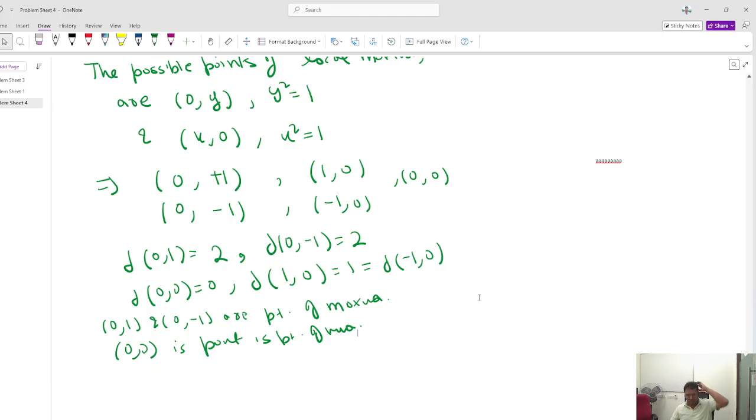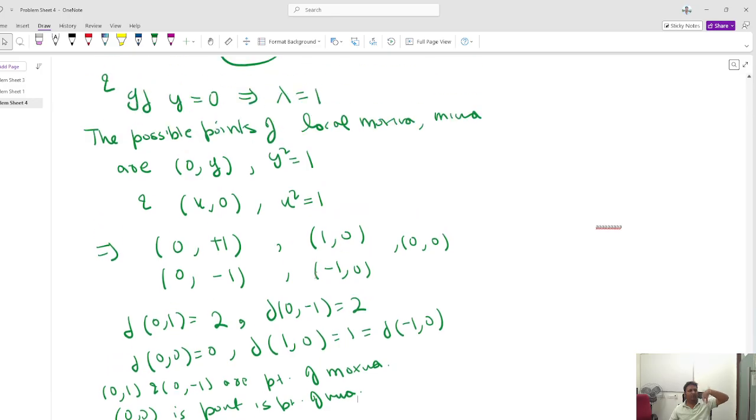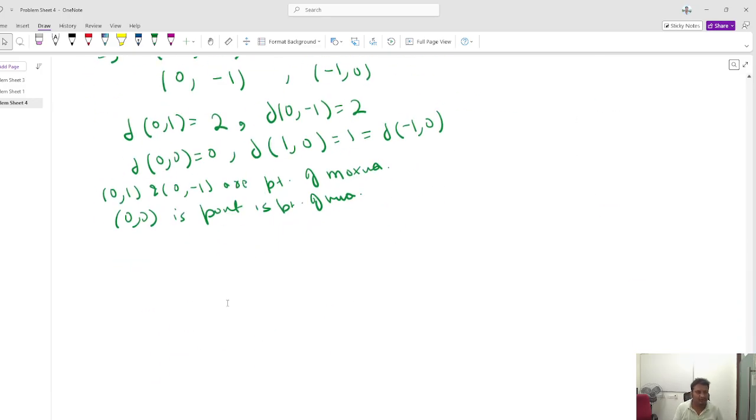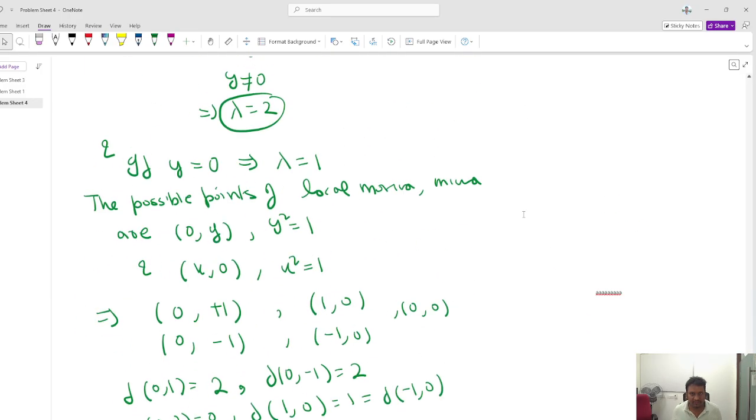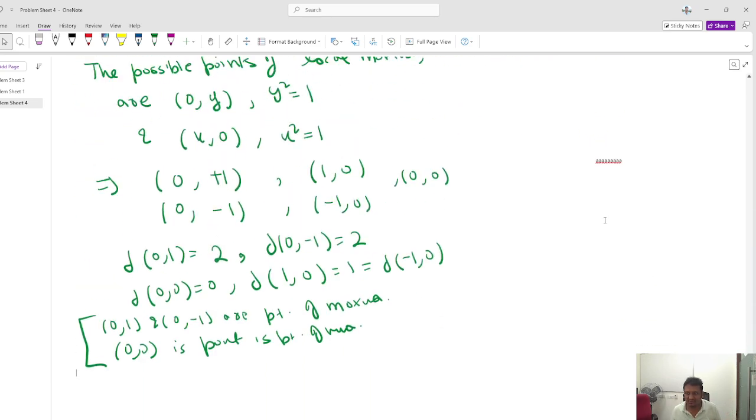Those are local, which 1 comma 0 and minus 1 comma 0 are local points of minima. But on the disk we have to evaluate. So we are talking about always global. Okay, I hope this problem is clear. So Lagrange multipliers sometimes make things easy.